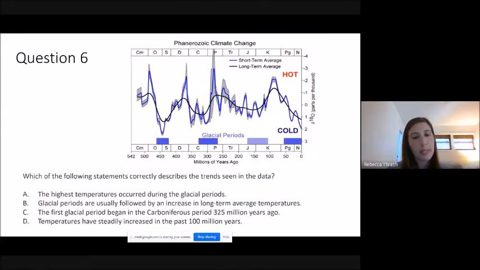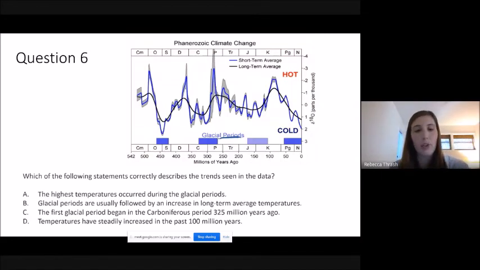Which of the following statements correctly describes the trends seen in the data? So let's take a look at the data first. This is a map of temperature change over time, as well as telling us when there have been glacial periods over this time period of 550 million years. So let's take a look at A.